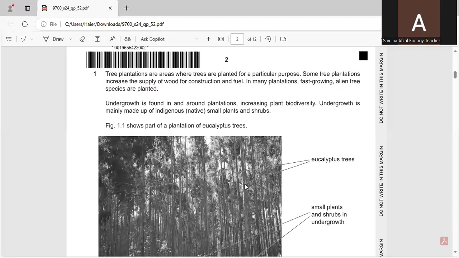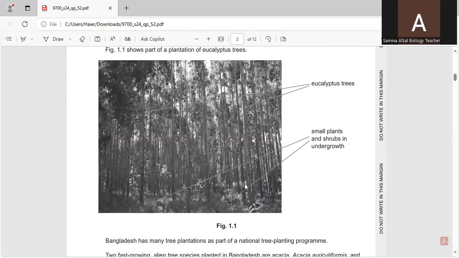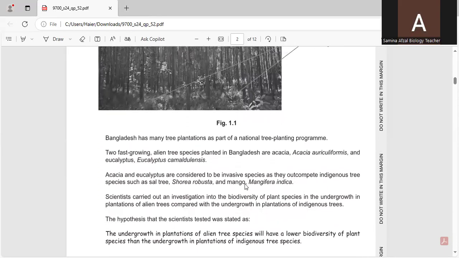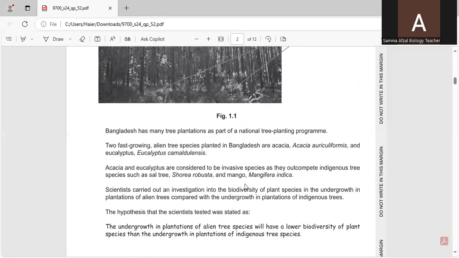Tree plantations are areas where trees are planted for a particular purpose. Some tree plantations increase the supply of wood for construction and fuel. In many plantations, fast-growing alien tree species are planted. Undergrowth is found in and around plantations, increasing plant diversity. Undergrowth is mainly made up of indigenous species, small plants and shrubs. Some parts of the plantations are eucalyptus trees, and you can see Bangladesh has many tree plantations as part of a national tree planting program.